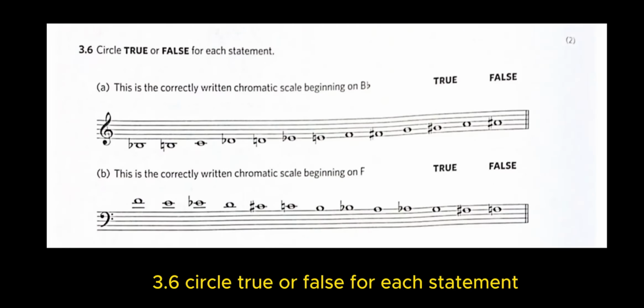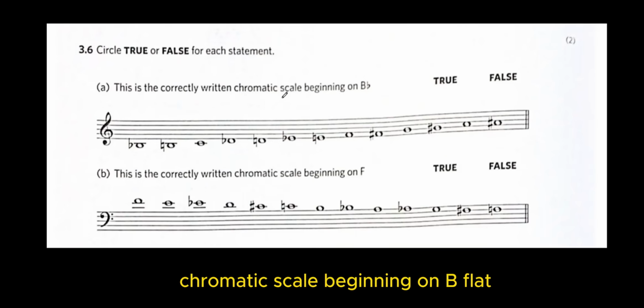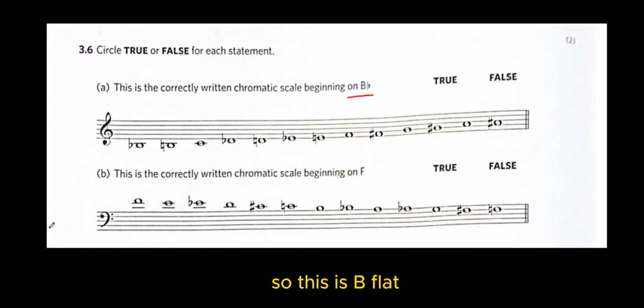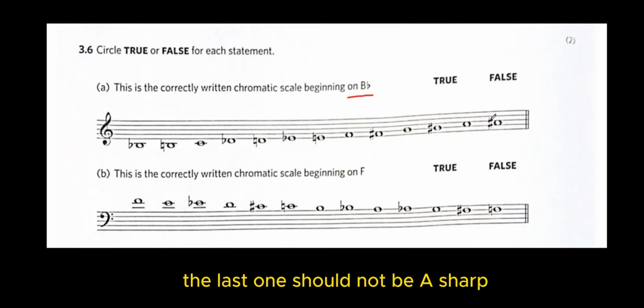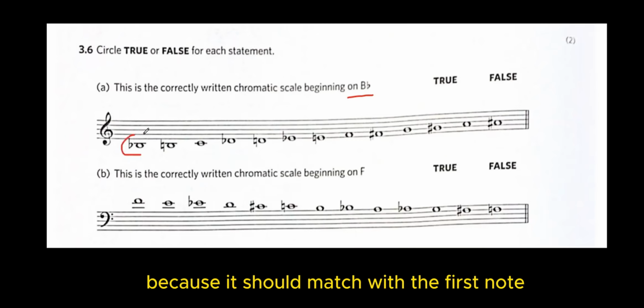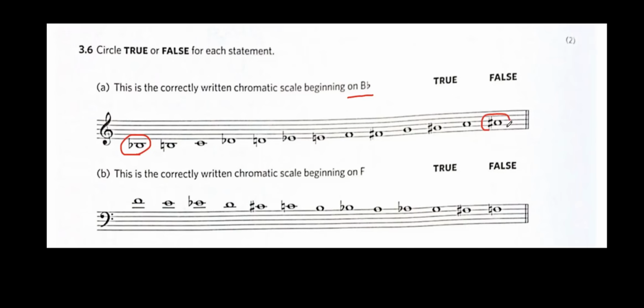3.6. Circle true or false for each statement. A. This is a correctly written chromatic scale beginning on B flat. So this is B flat, B natural, C, D flat, D natural, E flat, E natural, F, F sharp, G, G sharp, A. The last one should not be A sharp because it should match with the first note. So this is false.